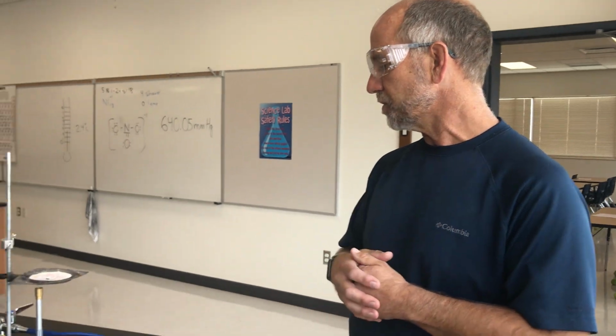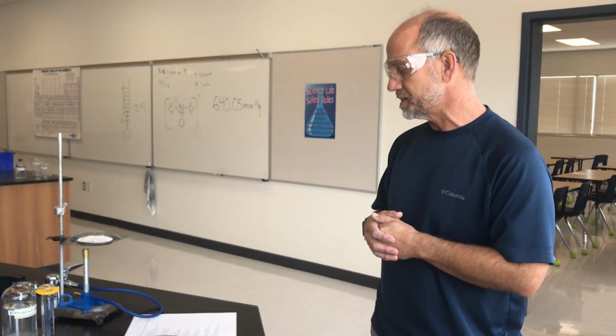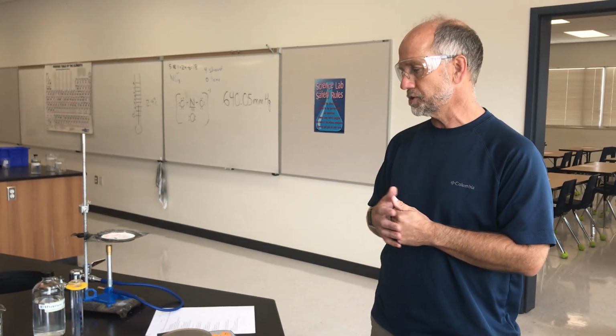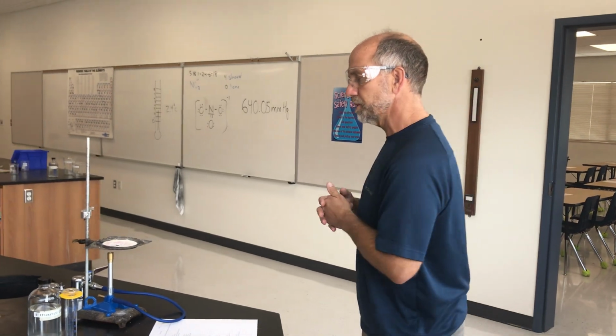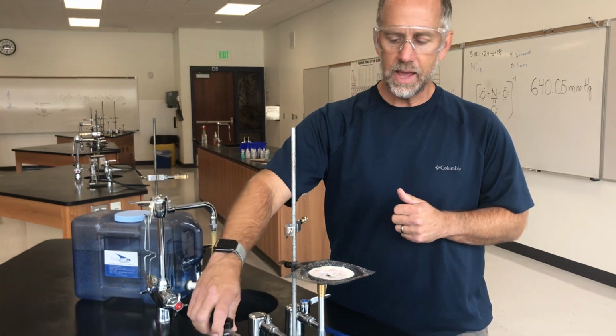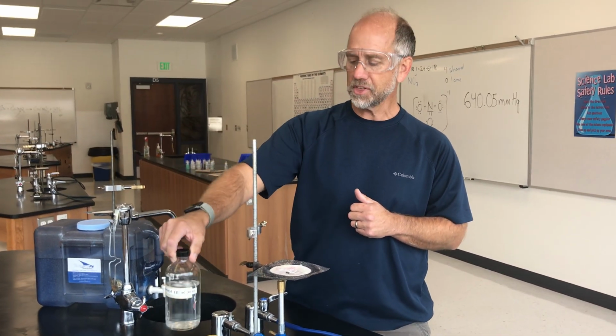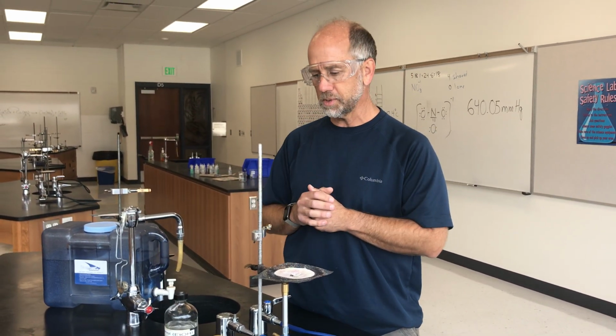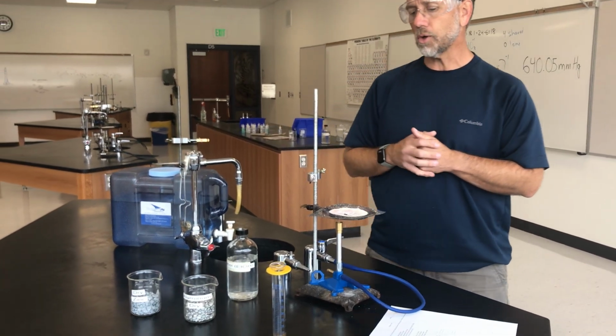So as you can see from the procedure, we're going to be finding the density of 3 liquids and 2 solids. The 3 liquids that we're going to be doing are tap water, distilled water, and then an alcohol called ethanol. And then the solids that we'll be doing are aluminum and also zinc.